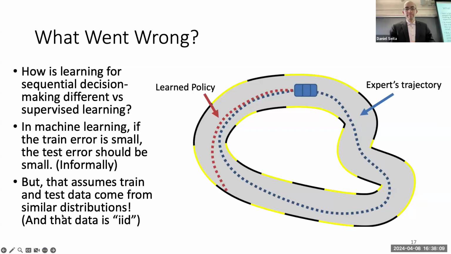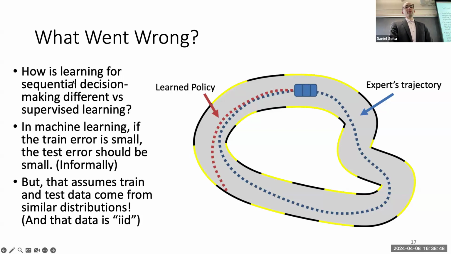So what went wrong? If you look at this visual here, there's an expert trajectory driving in this environment. Then the learned policy's trajectory is shown with a differently colored dashed line. That's going to result in different distributions that the learned policy experiences at test time versus what was experienced by the expert.